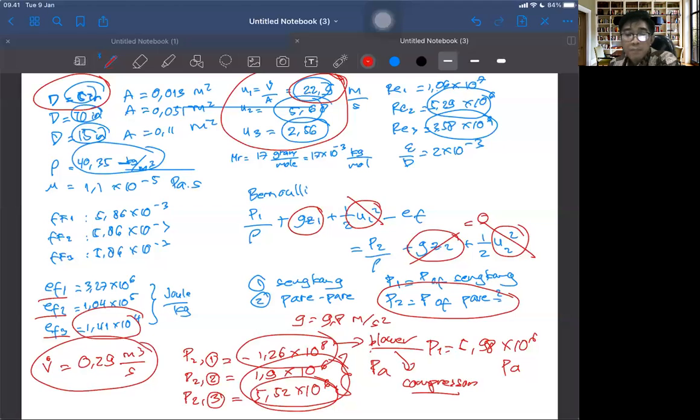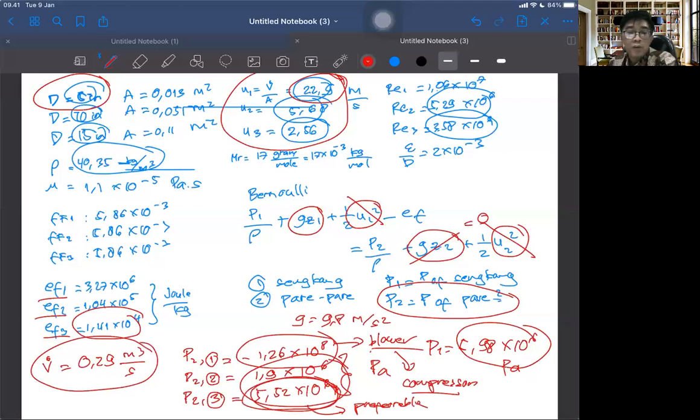So, because the initial pressure is 5.98, right? And then in Pare-Pare you still have 5.52. So it's a small decrement of pressure. This one is more preferable.